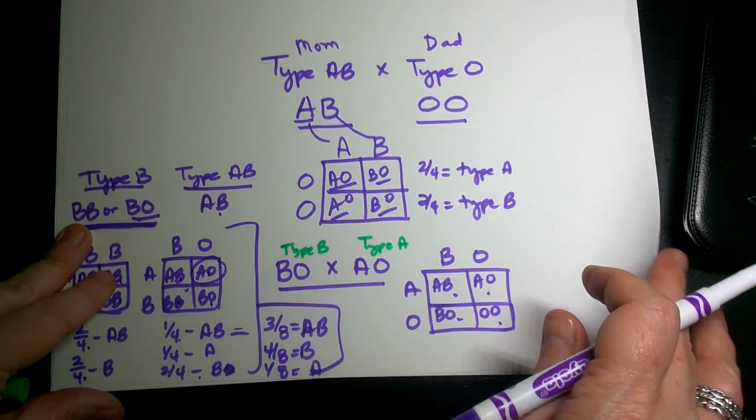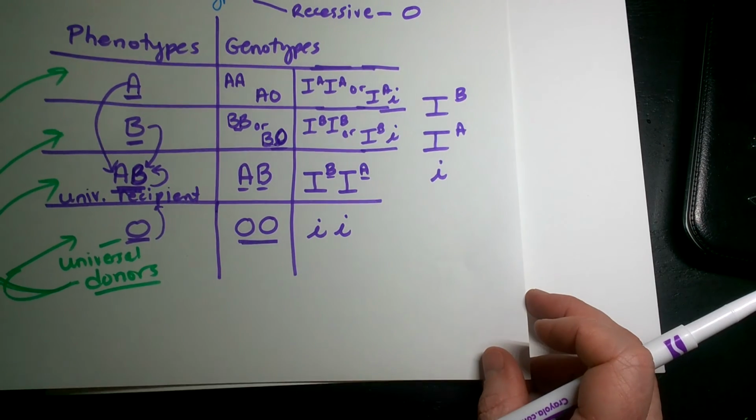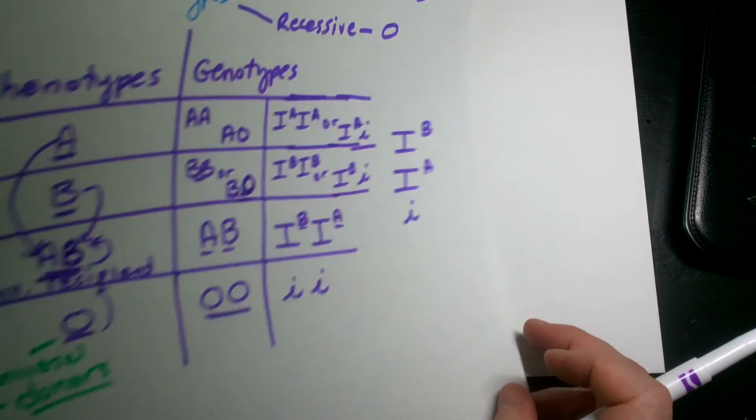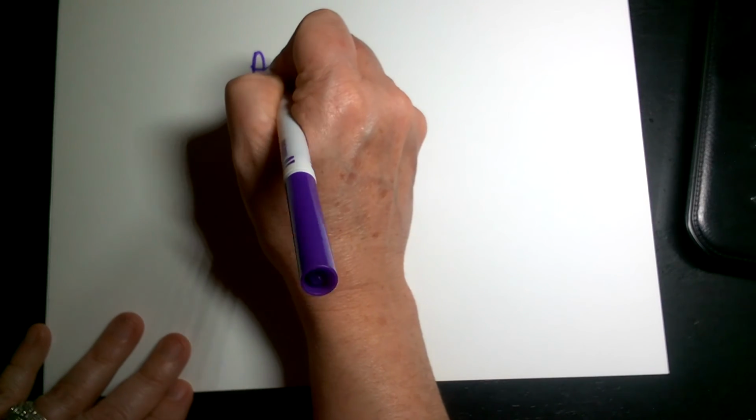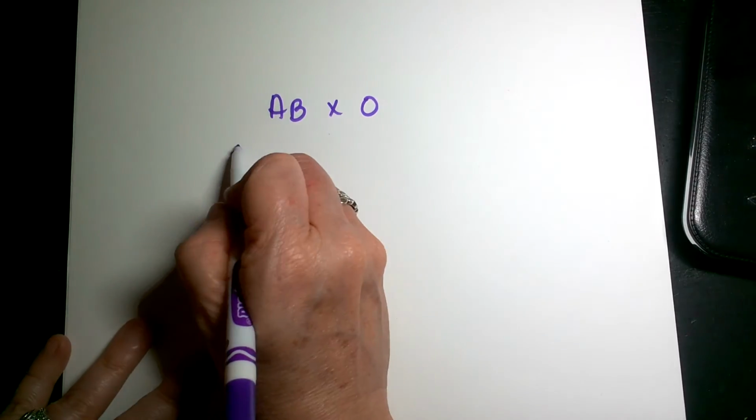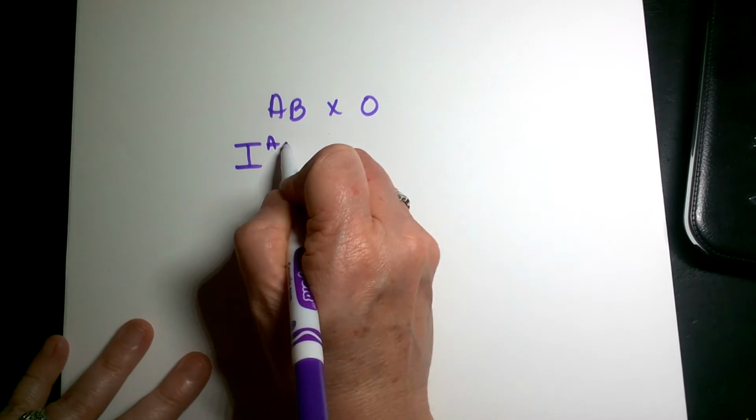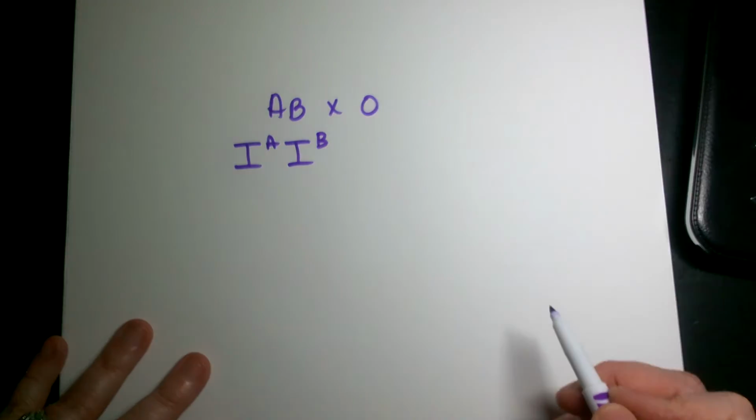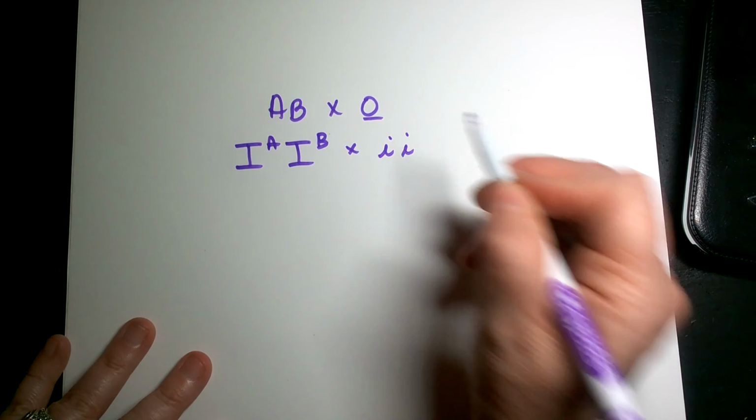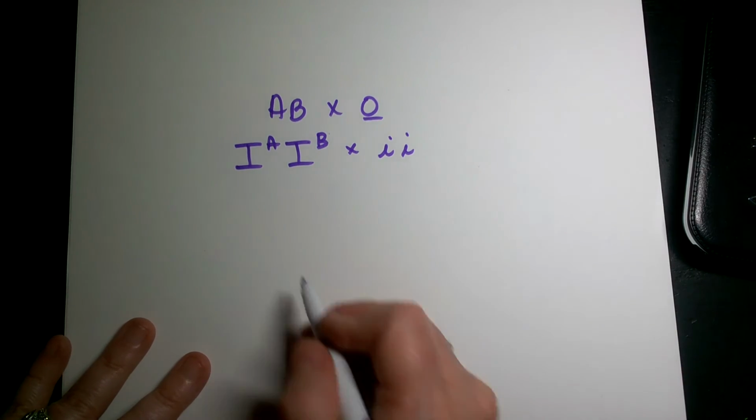All right, so now I'm going to show it to you with the letter I. Just to refresh your memory, this is the table. These are the genotypes if we're using the I system. And so I'm going to do a type AB with a type O parent. So if I'm using the I's, I do big I A, big I B, because those are the dominants. And then O is 2 little i's because those are the recessives.